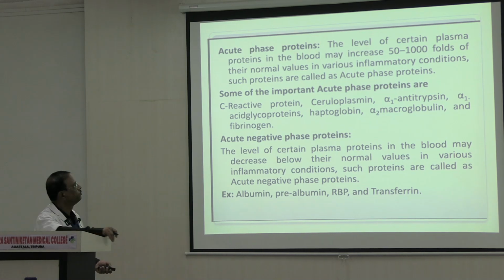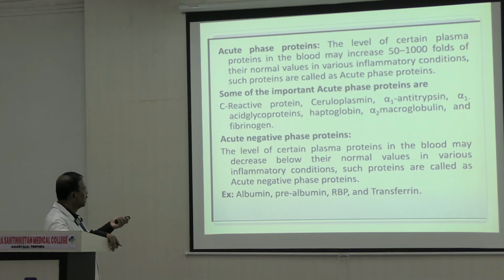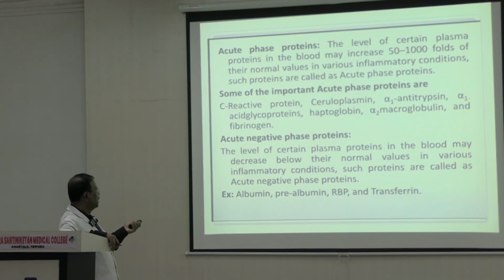Acute phase protein, short note. The level of certain plasma proteins in the blood may increase 50 to 1,000 folds of their normal values in various inflammatory conditions. Such proteins are called acute phase proteins. Some important acute phase proteins are C-reactive protein, ceruloplasmin, alpha-1 antitrypsin, alpha-1 acid glycoprotein, haptoglobin, alpha-2 macroglobulin, and fibrinogen.